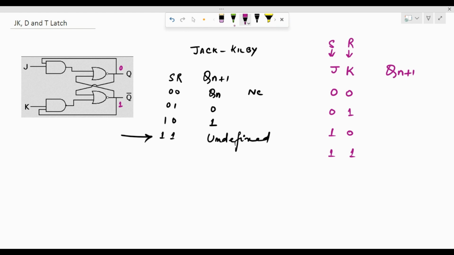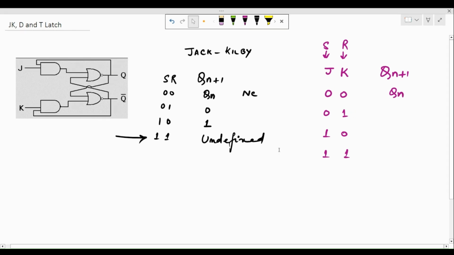Therefore, for 0 0, there won't be any change in the output. For input 0 1, the next state is going to get reset. For 1 0, the next state is going to be set no matter what the previous state is. And for 1 1, whatever was the previous state, that is Qn, the next state, Qn plus 1, will be the complement of it. So Qn is the previous state, Qn bar therefore will be the next state.